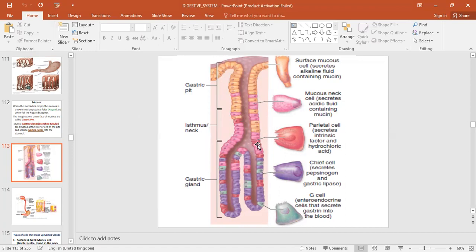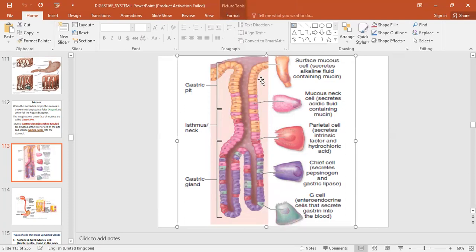Now see that all pits are lined by simple columnar epithelium. Now, these cells are not all the same. Even though they are all simple columnar, these cells have different functions. They are all columnar cells, but what they produce is totally different from each other. Let's begin with the surface cells.